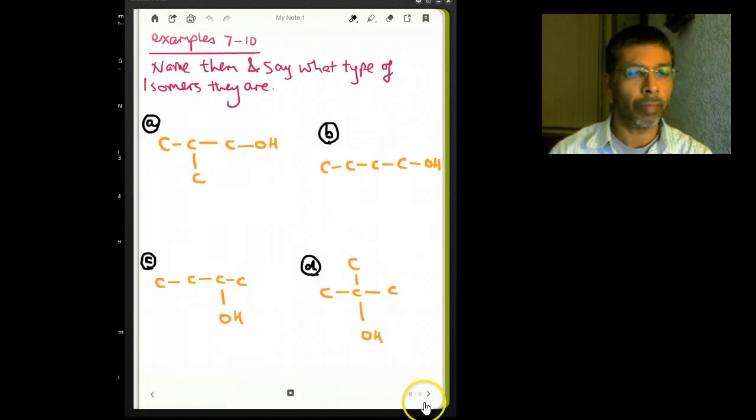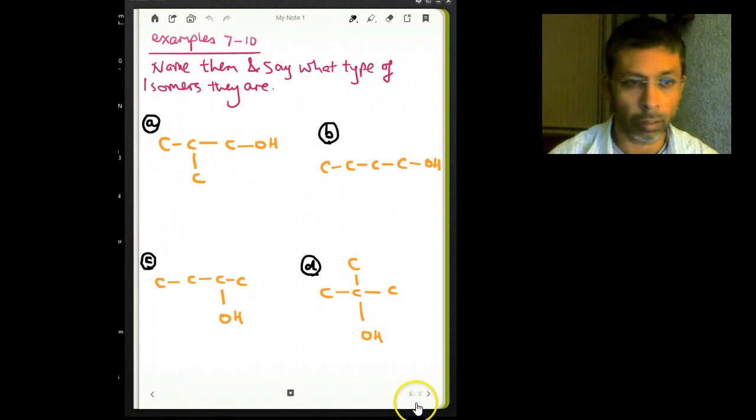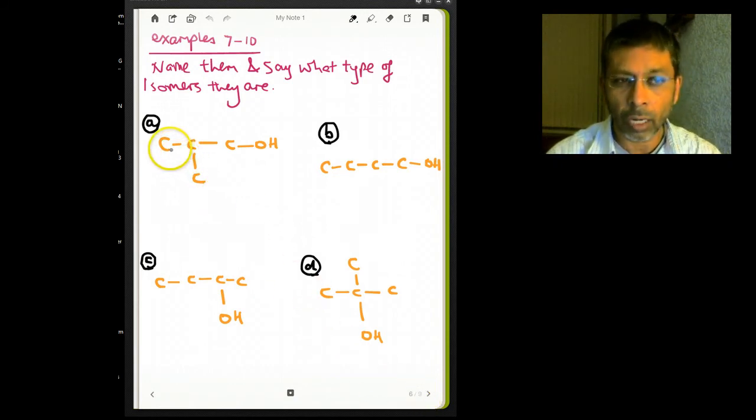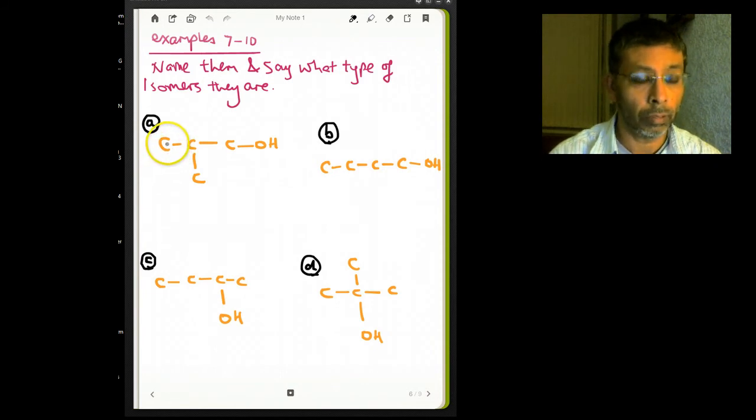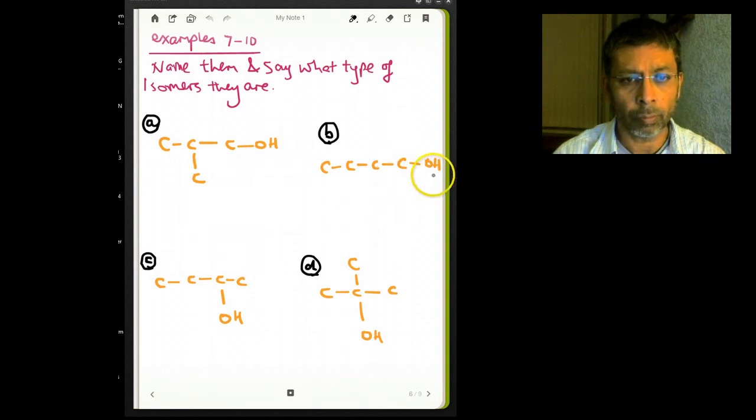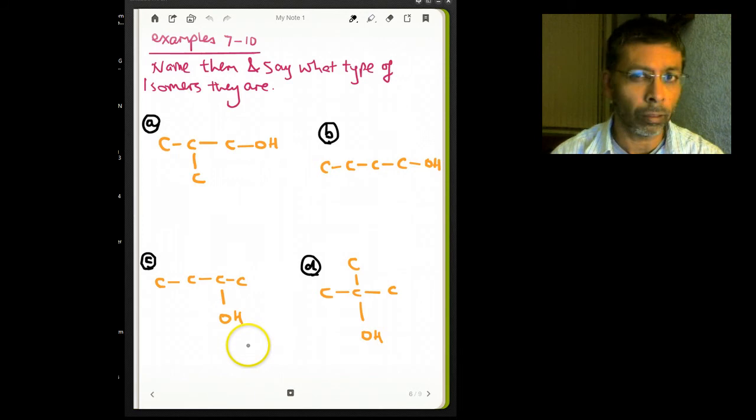Right, name them and say what type of isomers they are. So let's have a look at these. Notice I've just drawn the skeletons here. I've not put the hydrogens in just for speed. But they're still fully saturated. They're still alkanes, if you like, the chains. This time you have an OH group on them. See that? These have got OH groups on them, therefore they are all alcohols.